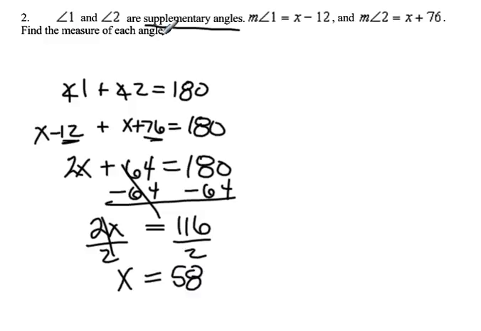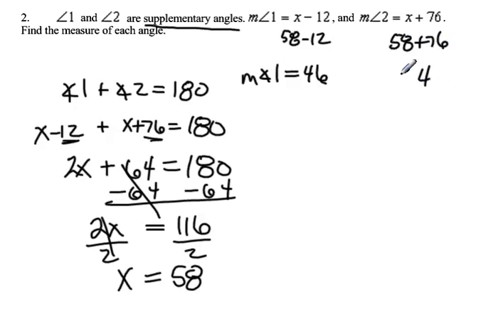Once again, it doesn't ask for us to solve for x, it asked us to solve for the measure of each angle. So we're going to have to plug in again. So I'm going to go right here, 58 minus 12. That is the measure of angle 1, so the measure of angle 1 is equal to 46. And 58 plus 76 is 134, and that's the measure of angle 2. Once again, a quick check, 46 and 134 does give us 180.